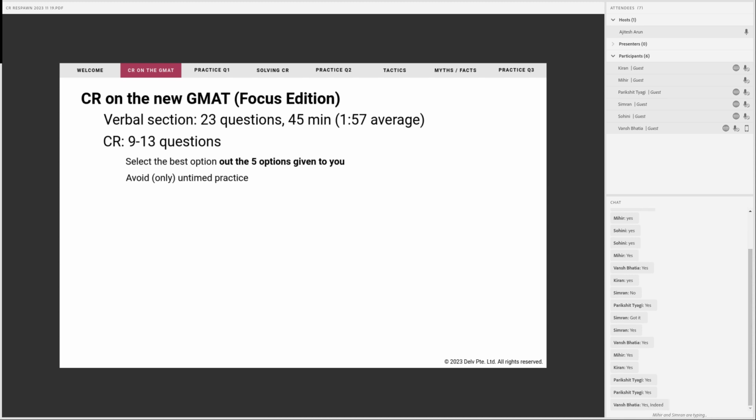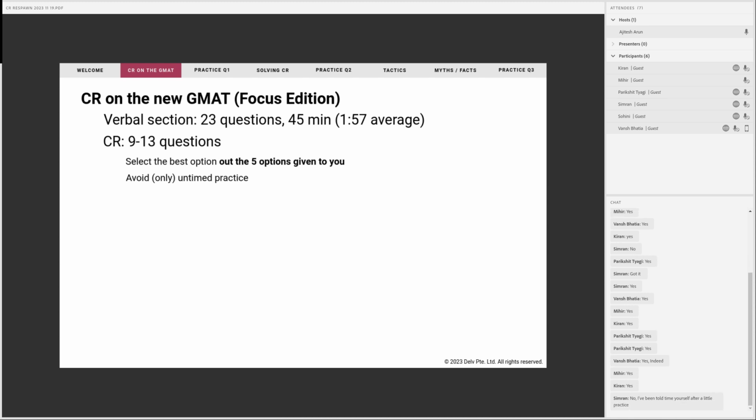Parikshit's heard this before. Vansh and Mihir have also heard this before. Okay, Kiran as well. Now, maybe we're getting a couple of other responses. Simran. Okay, so Simran's been told, okay, time yourself after a little bit of practice. Fair enough. Let's discuss the advantages of untimed practice.